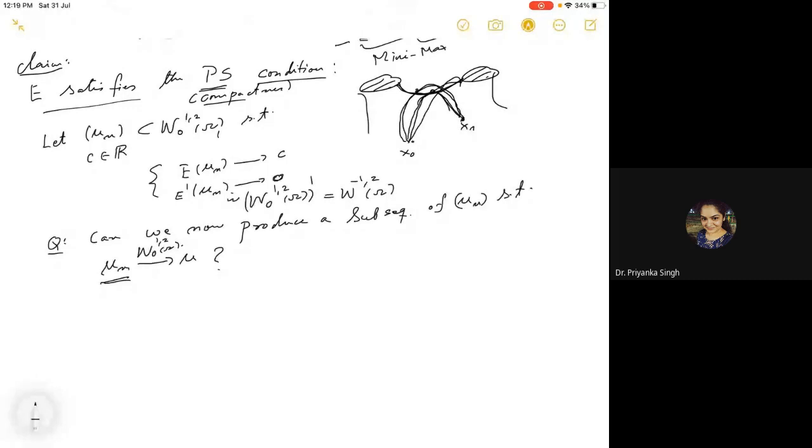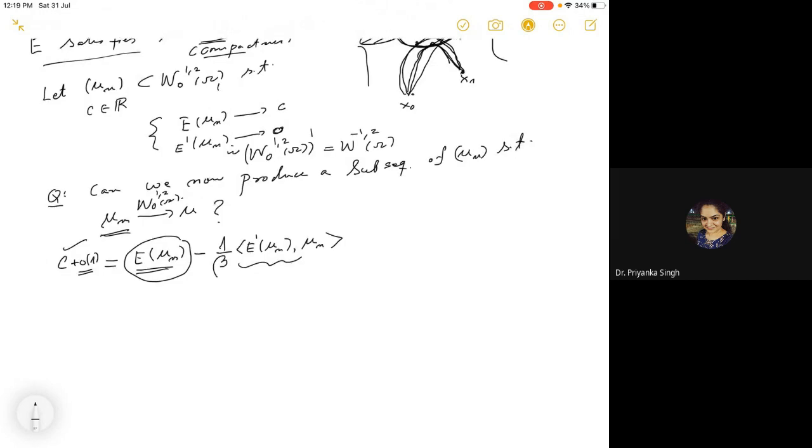Okay. So I can establish this as C equal to E of UN minus 1 by beta of E prime UN comma UN plus order of 1. Why? Because this means that as n goes to infinity, E of UN goes to C and E prime UN goes to 0, and that is why I have this order notation. I could have written limit n goes to infinity, C equal to this, but this is a standard practice in PDEs.